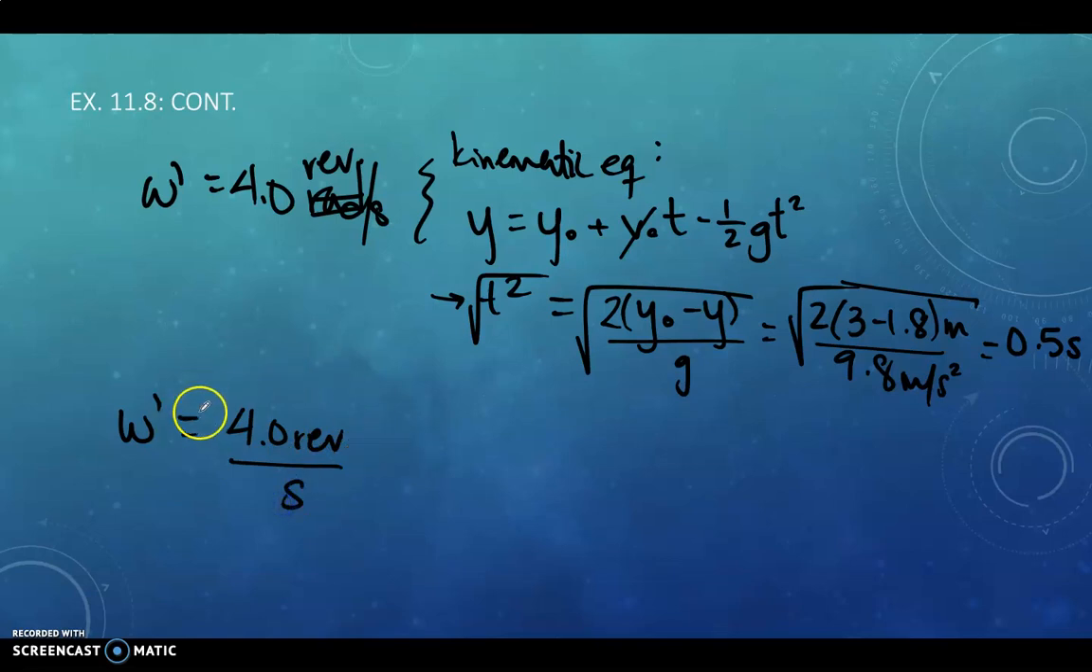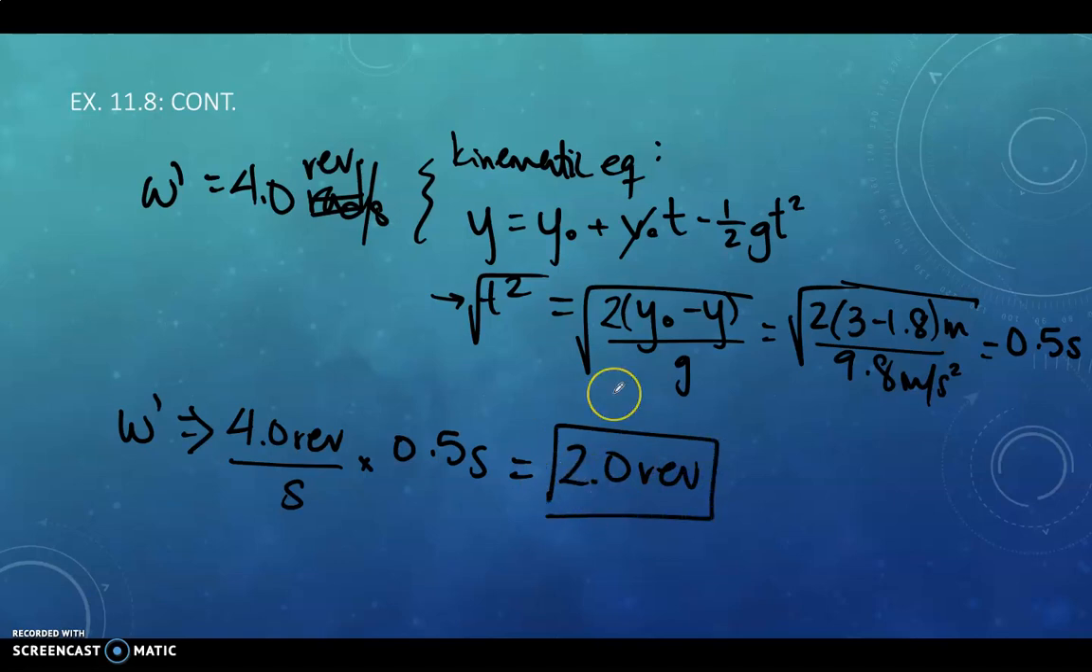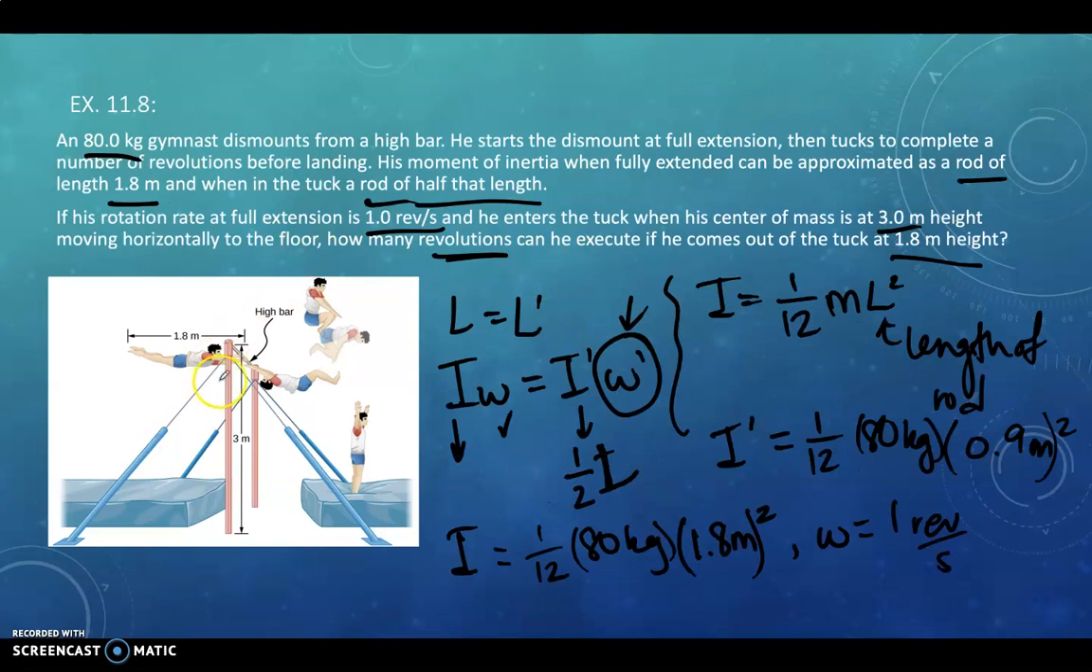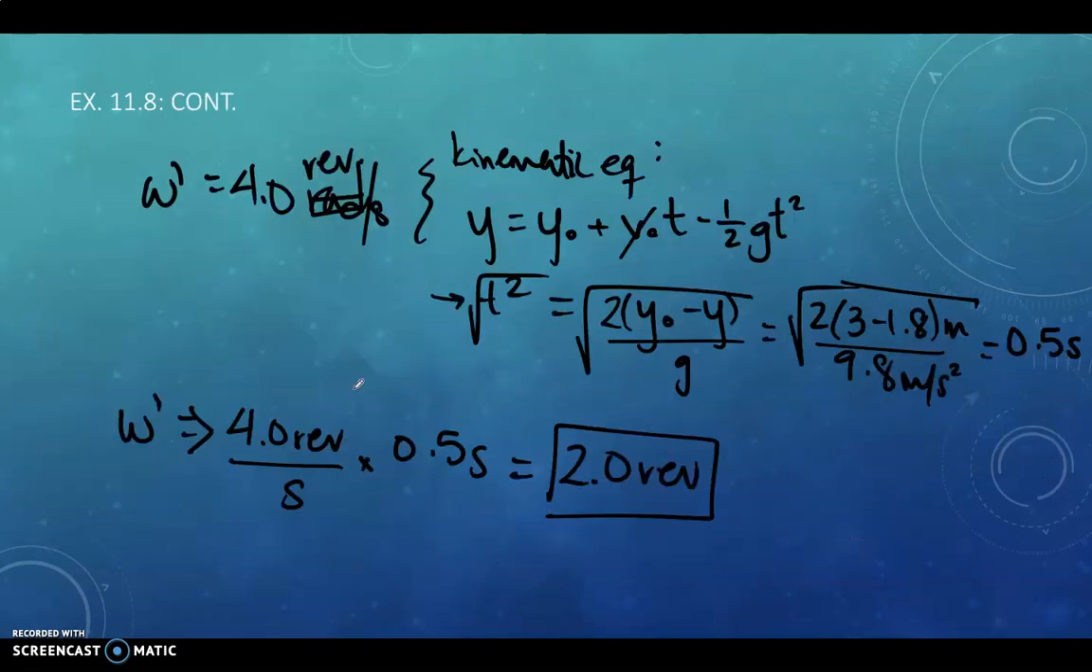Now from that we can use our angular velocity here, which is equal to 4 revolutions per second, and then multiply it by our 0.5 seconds, and we get 2 revolutions. So this gymnast can do 2 revolutions in that amount of time, from his extension to the tucking to landing.